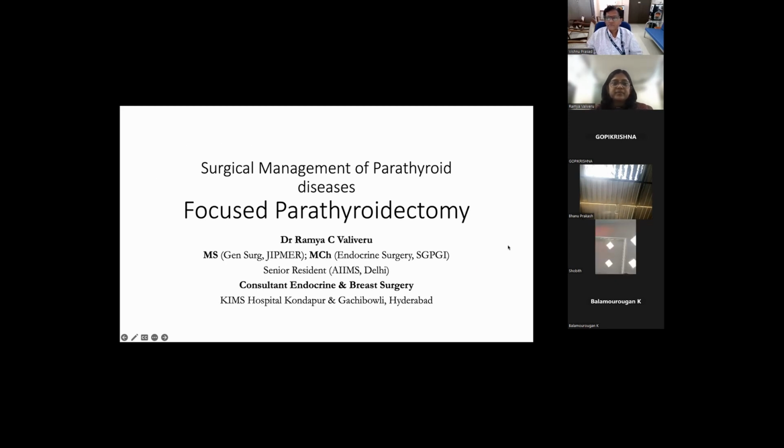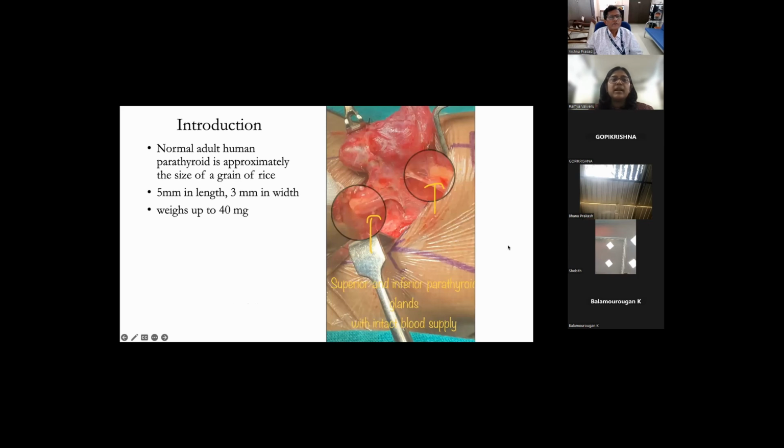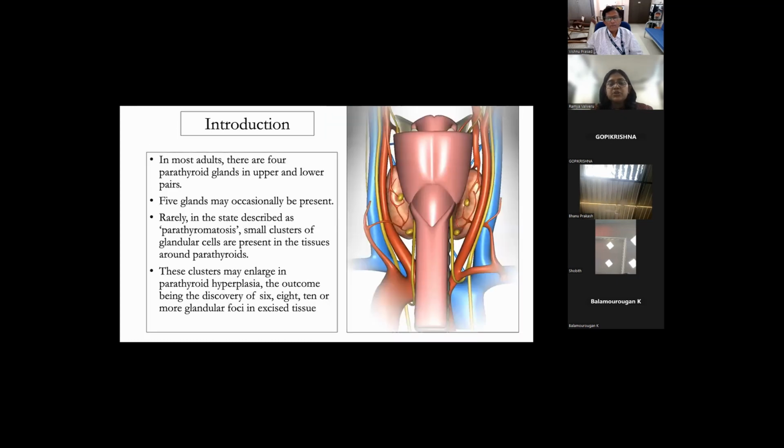So we all know that the normal adult human parathyroid is very, very small. It's about 5 millimeters in size, and it weighs up to 40 milligrams. Usually there are 4 of them in most adults, but they could be fewer or more in number. And rarely, in a state described as parathyroidomatosis, small clusters of glandular cells are present in the tissues around the parathyroids or in the tracts of their development.